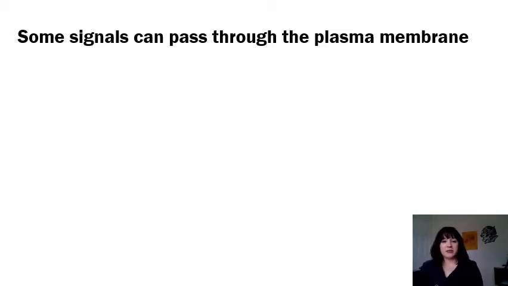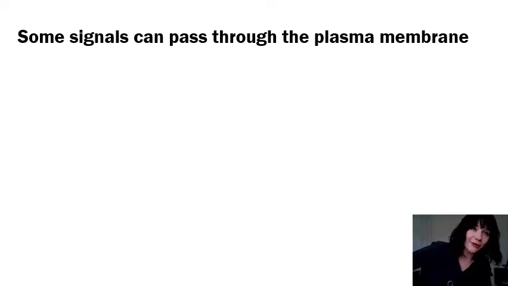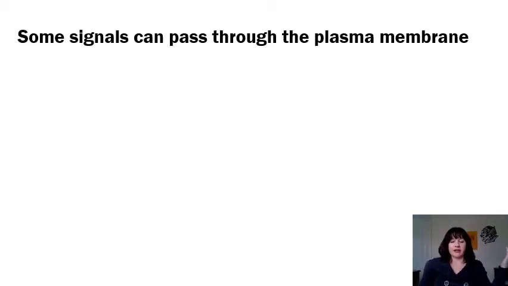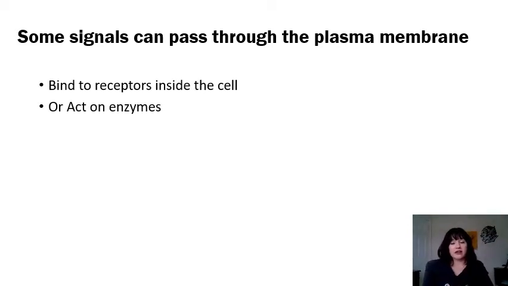Now we've talked about receptors that are at the surface of the cell. You can also have cell signaling in which the signal does not stop at the surface of the cell, and it doesn't bind the receptor on the surface of the cell. Some signals can actually just travel right through the plasma membrane. In that case, some of these signals are going to bind to a receptor that rather than being on the outside of the cell is located inside the cell, or they may just skip a receptor and act directly on an enzyme, turn that enzyme off or turn it on.